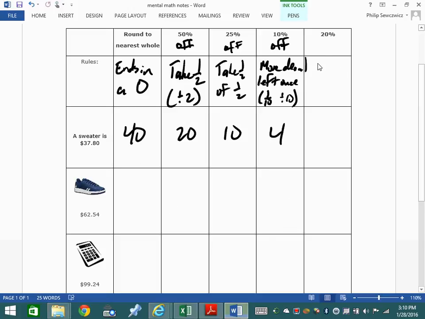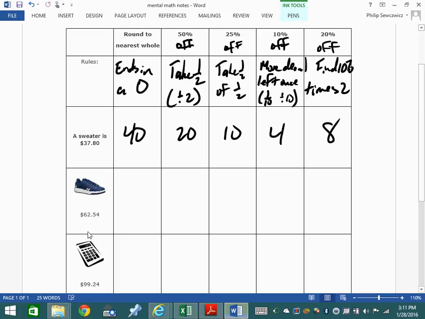For 20%, you'll find 10%, and then guess what you're going to do? We're going to times it by 2. You could say double it, but I think saying times 2 is a little more straightforward. It works, though. So finding 10% is 4. 4 times 2 is 8. We're done. Now, again, that's how much we're getting off the price. If they want to know the actual price, then you need to do your subtraction problem. But for right now, we just want to figure out how much we're going to take off of it.